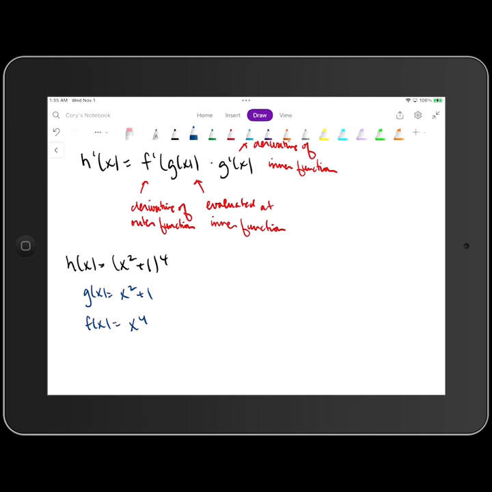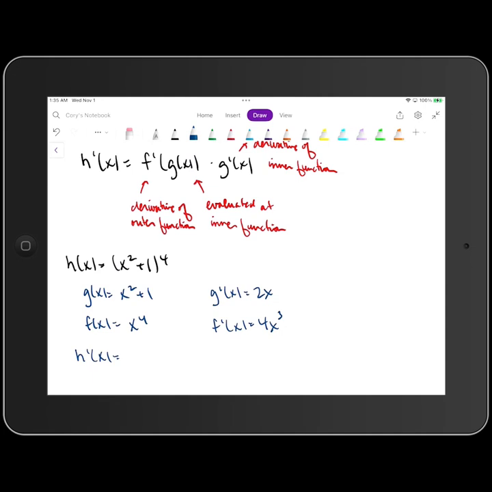Now, this is going to be the only time that I work the problem out in this way. We're just going to get into using the chain rule in the future, but just to look at this really quick, when I take the derivative of both of these functions, the derivative of g, which is g prime, is going to be 2x, and then the derivative of f, which is f prime, is going to be equal to 4x cubed.